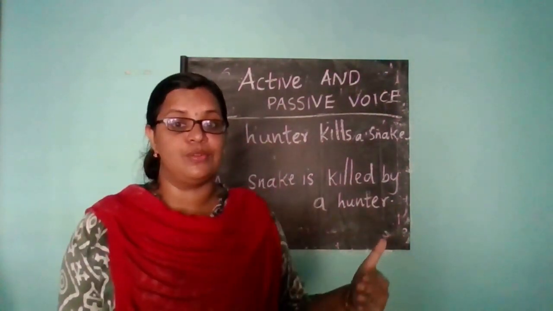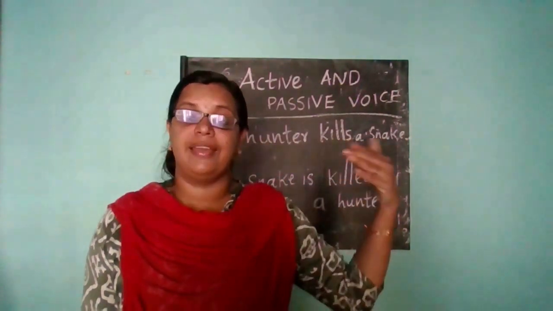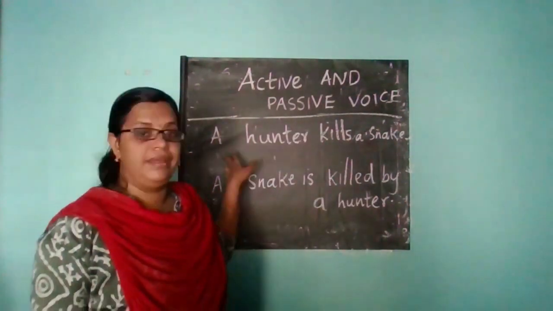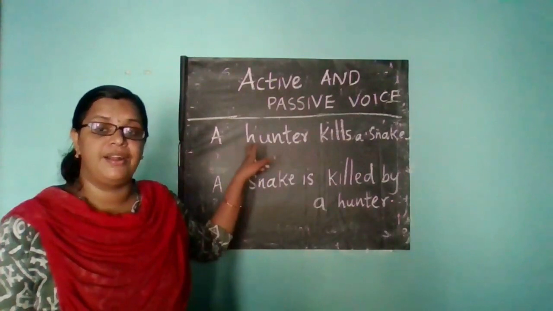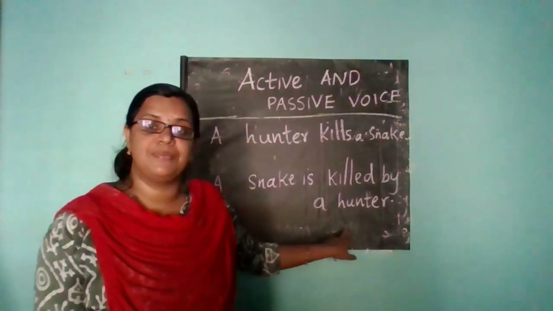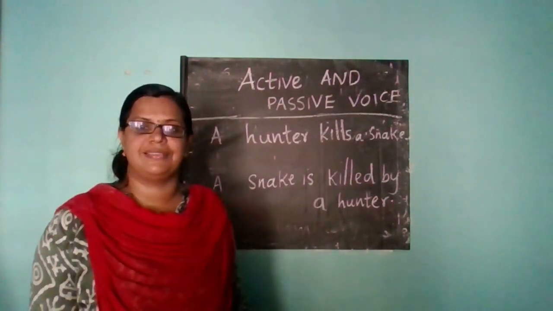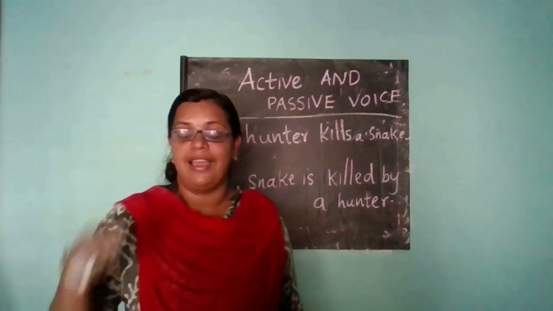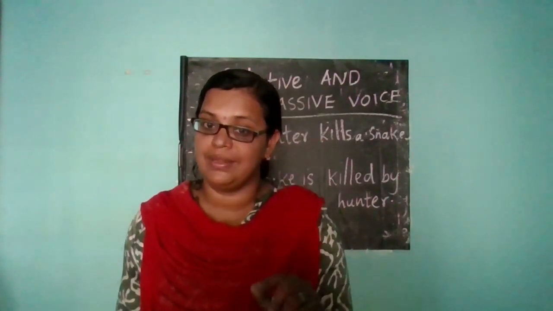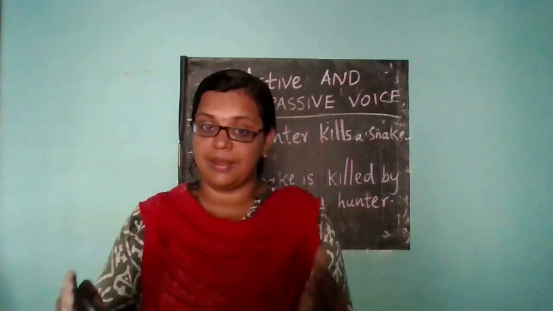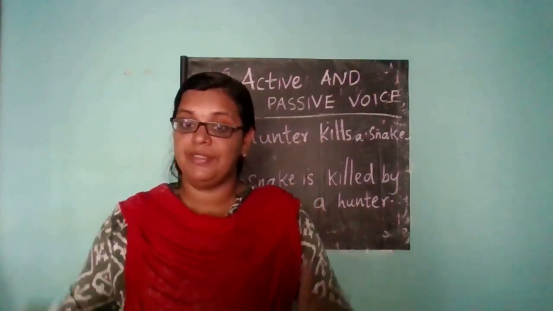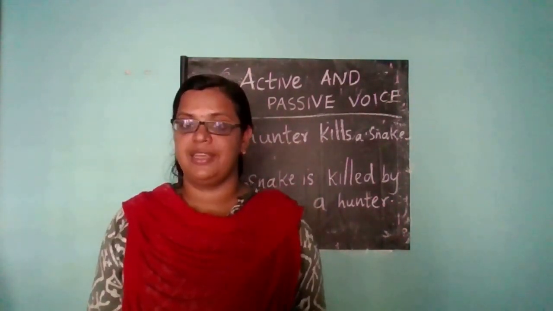Now let us see the rules that we have to follow while changing an active voice into a passive voice. We take the same example. In the first sentence, a hunter was the subject. But in the second sentence, a hunter has become the object of the sentence. While changing an active voice into a passive voice, the first thing you have to do is find out the subject and make that subject the object. Keep the subject in the place of an object.